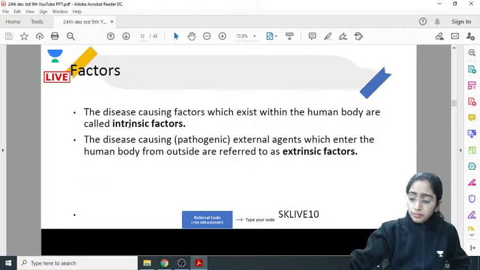What do you mean by intrinsic and extrinsic? Amin, intrinsic and extrinsic, what do you mean by that? Intrinsic means those factors which are present inside the human body and cause the disease. You can say some hormonal disorder, some hormonal imbalance leading to malfunctioning. Extrinsic matlab something from outside the body causing the disease. Yeah, it might be some pathogen or other extrinsic factors.